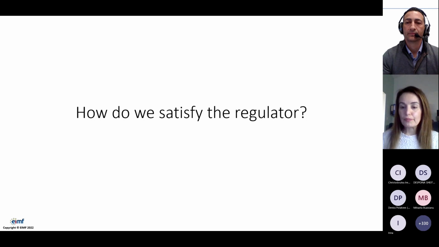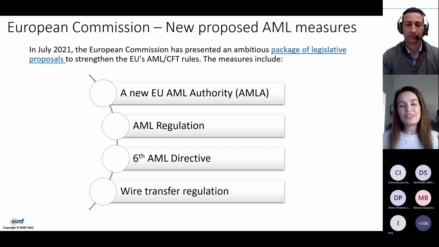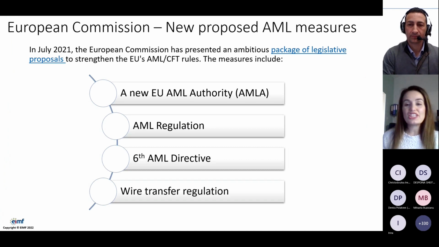So we are coming to the end, and then I will be able to answer some more questions. Some upcoming regulatory developments in the European Union. So maybe with all that, what else can change? Yes, many things are changing in the European anti-money laundering framework.